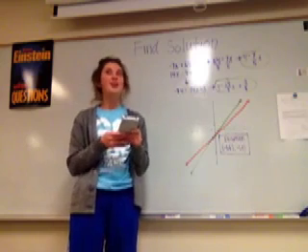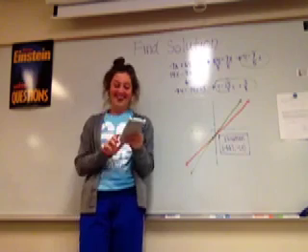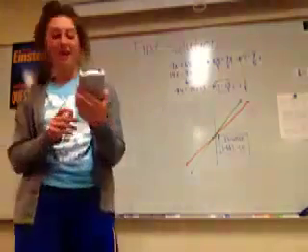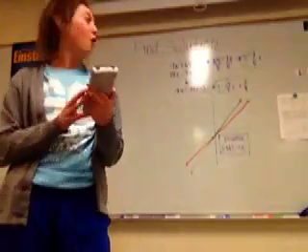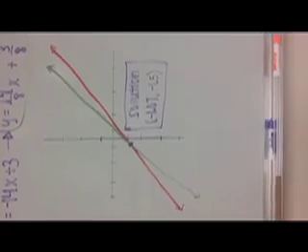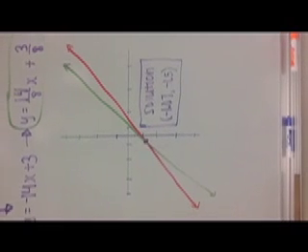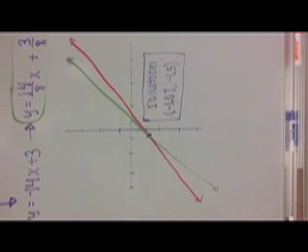Then you want to go to second trace, 5, intersect, and then hit enter 3 times, and you should get, for your solution, negative 1.07 and negative 1.5, and your graph should look like that. This is the solution you get when you graph it out, and the solution is negative 1.07 and negative 1.5.